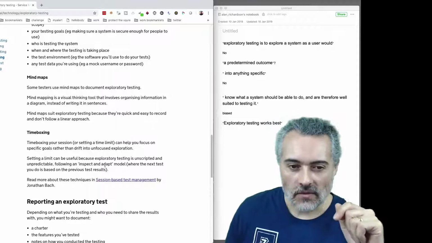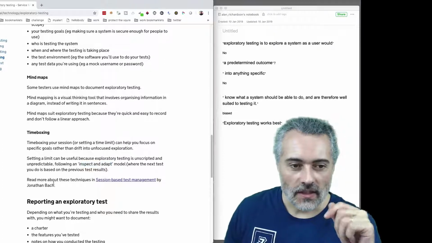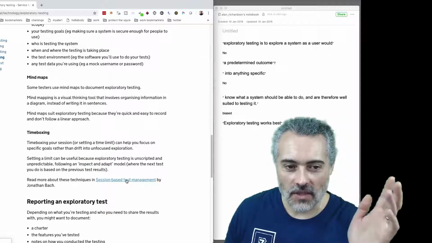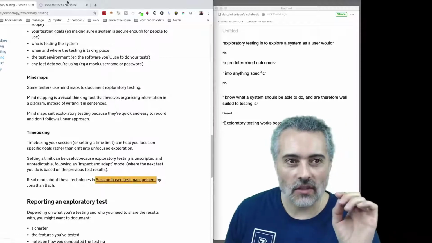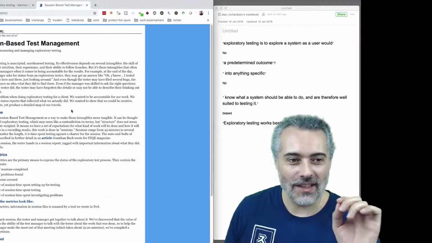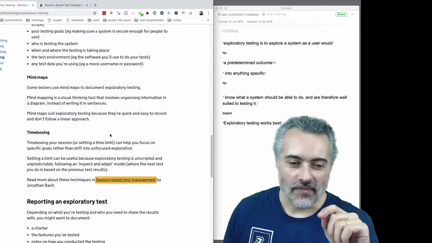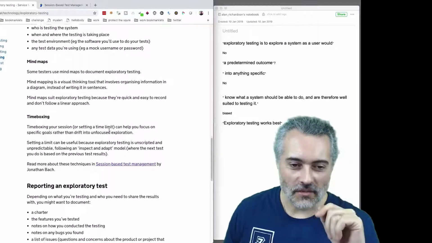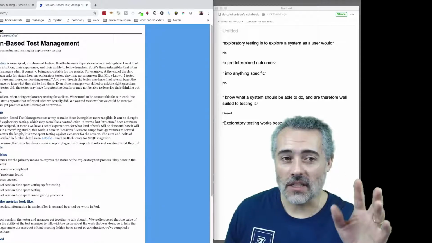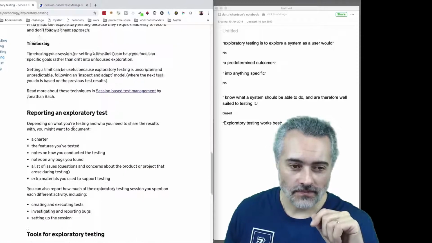So I'm not necessarily sure I agree with that. This is interesting. Read more about these techniques in Session-Based Testing by Jonathan Bach, which takes us to James's website, where it's James's description, and then he describes the material in detail. If you haven't read Session-Based Test Management, I think it's a good thing to read.